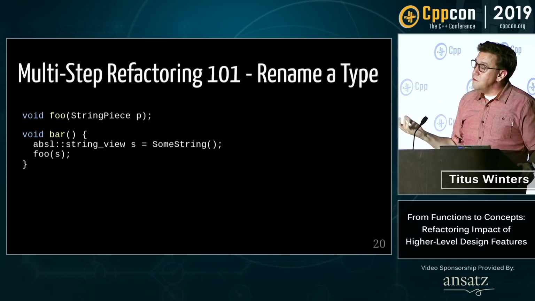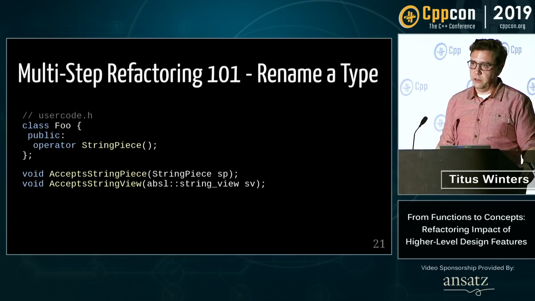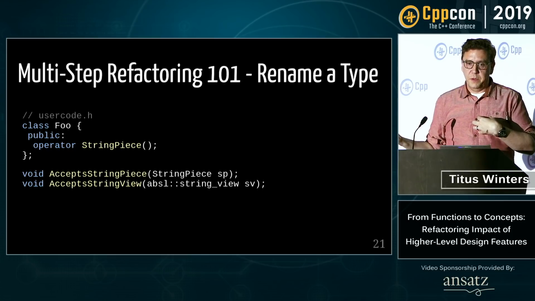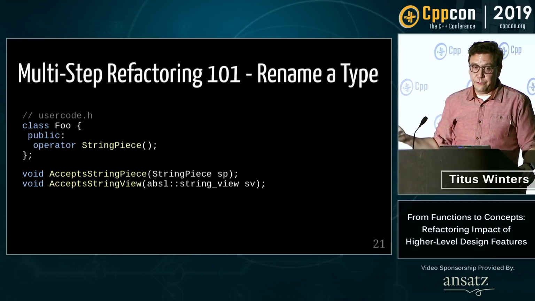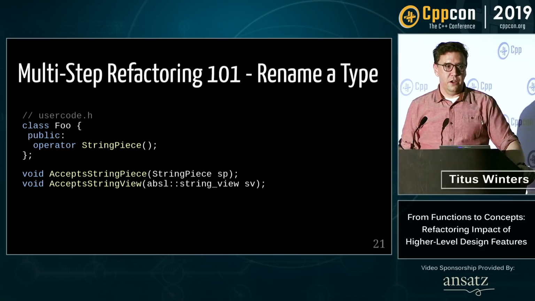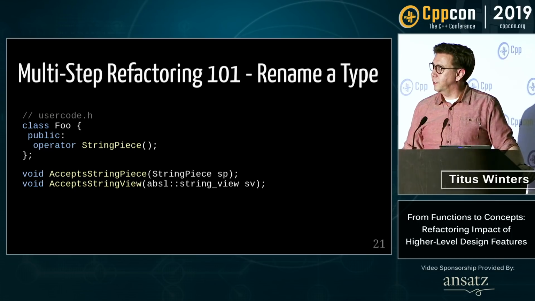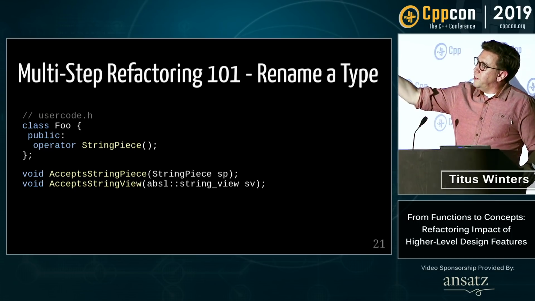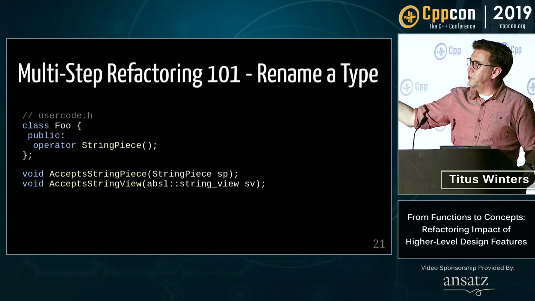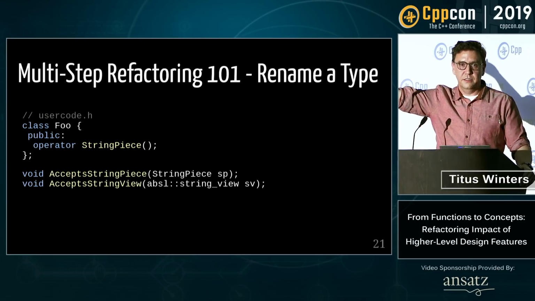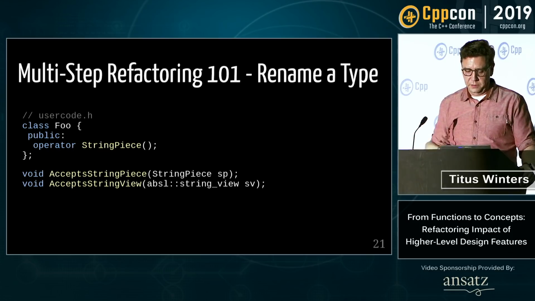So maybe we just write conversions between each other, right? So I could write a conversion so that string view converts from string piece or vice versa. But that fails if you have any users in your code base that have user-defined conversions to your type, right? Because you can't do two steps of user-defined conversions. So even if we added conversions between string piece and string view, this user-defined conversion is going to fail, right? Or is going to make our refactoring more difficult.